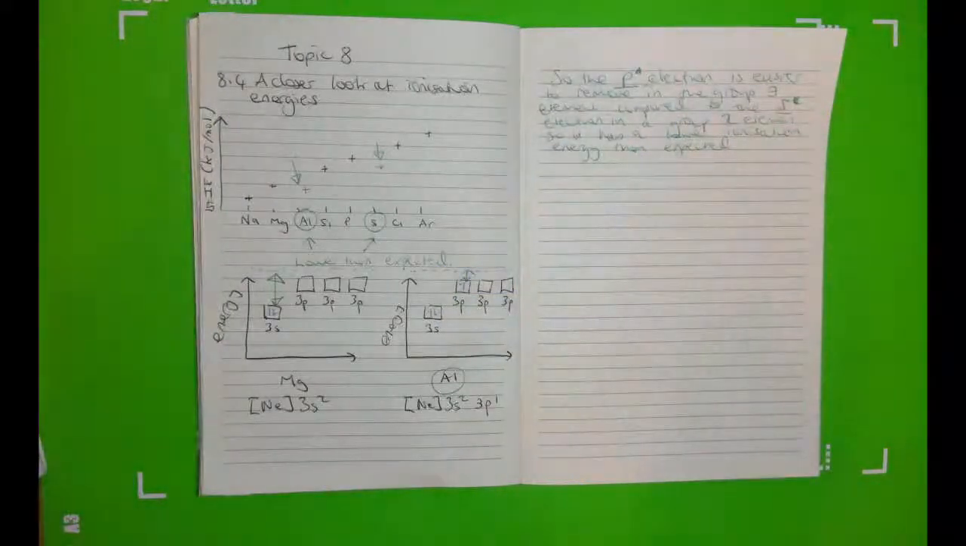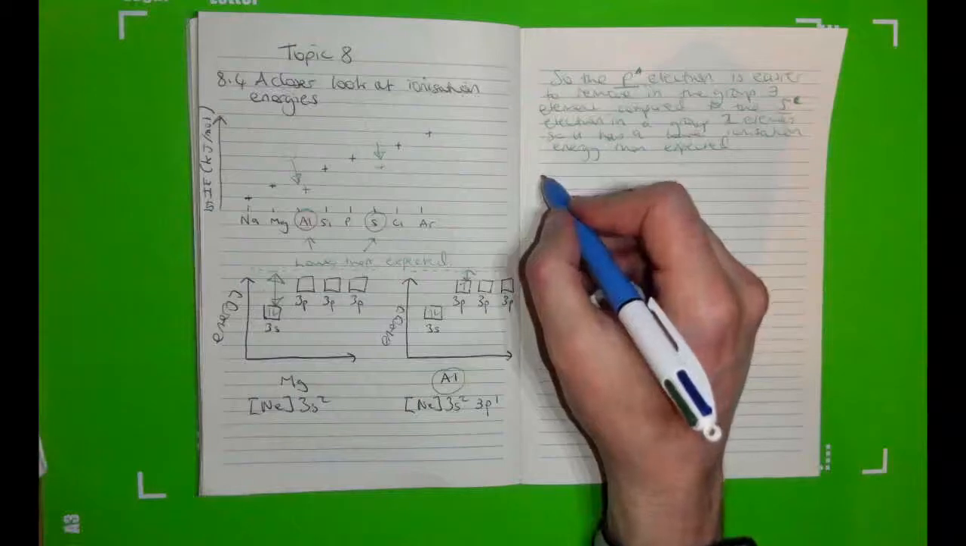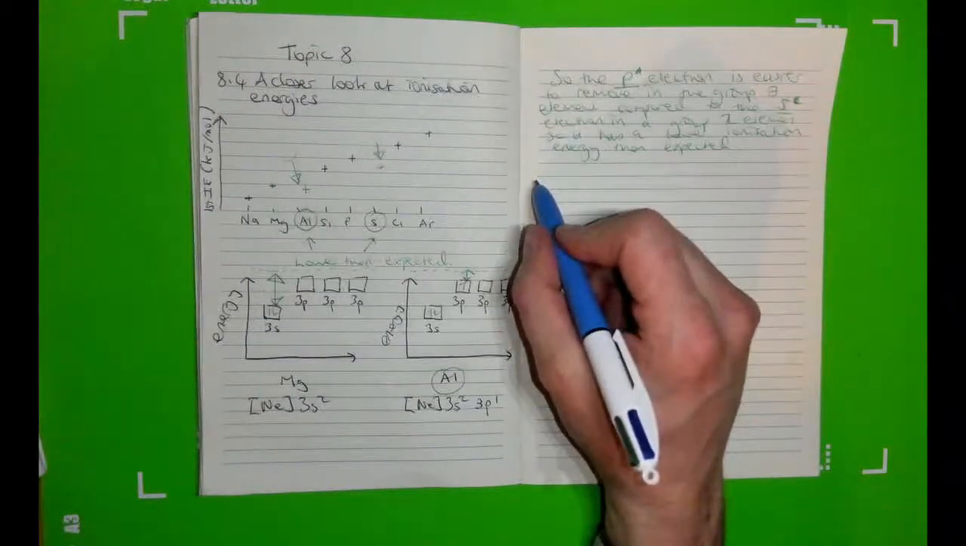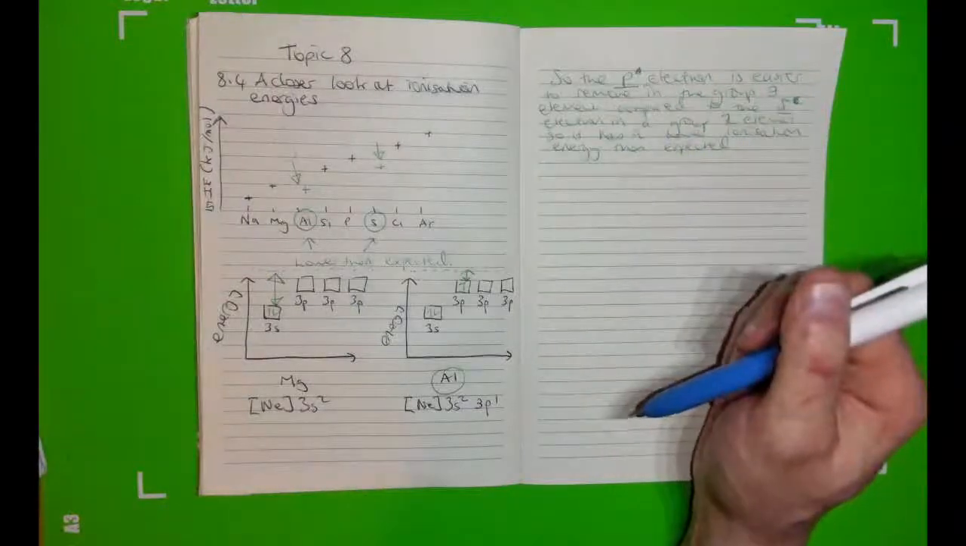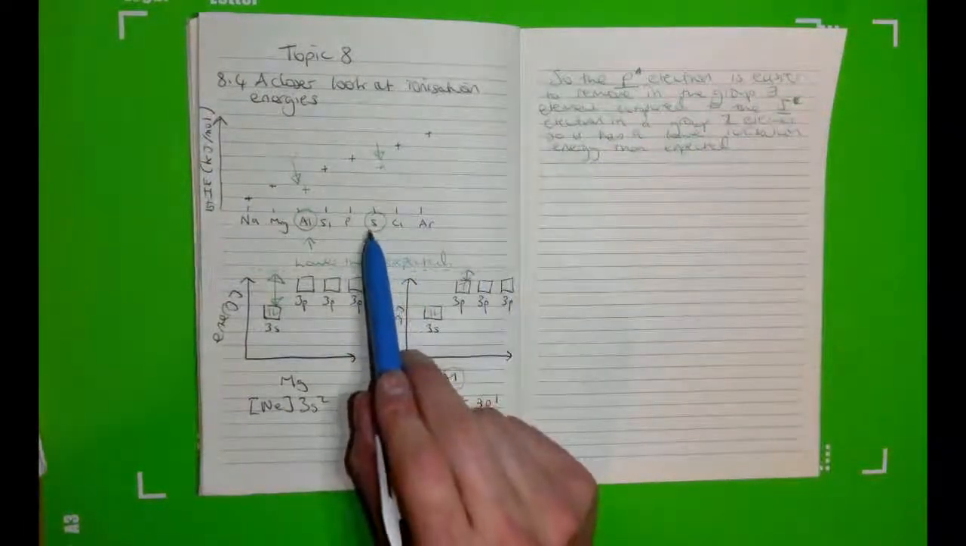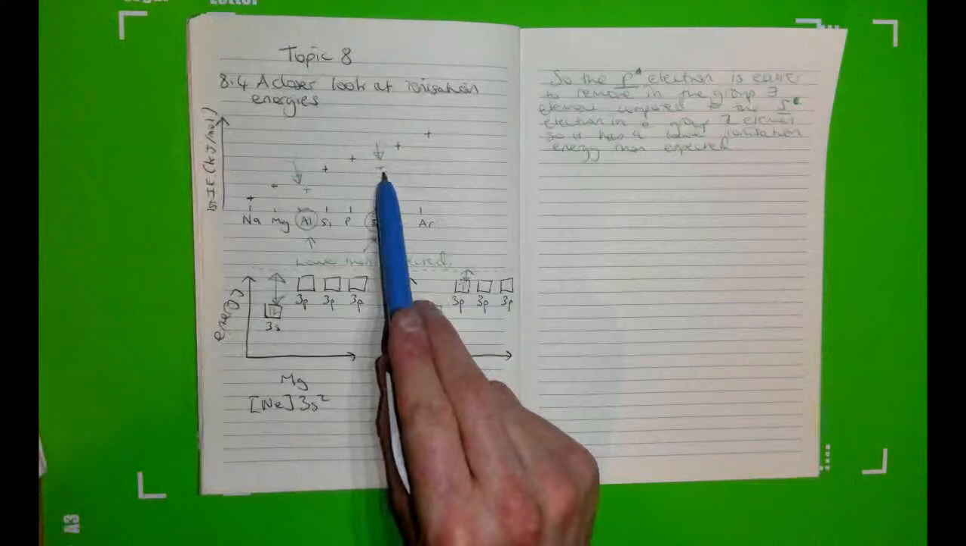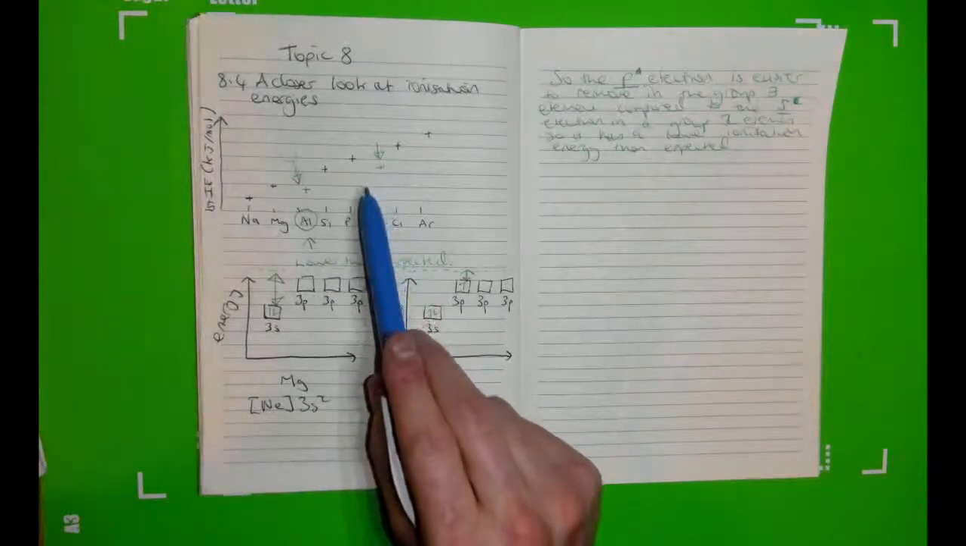So what I'd like you to do is describe the trend across period 2 for these as well, in your notes. Let's have a look at this blip here. Now, this is for a different reason.